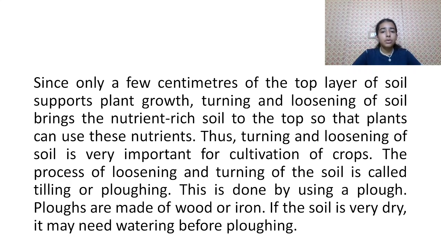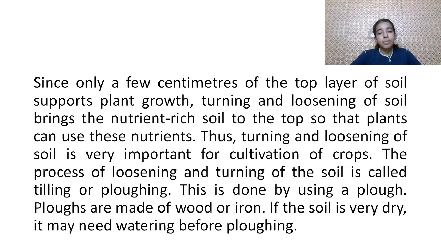Since only a few centimeters of the top layer of soil support plant growth, turning and loosening of soil brings the nutrient-rich soil to the top so that plants can use these nutrients. Thus, turning and loosening of soil is very important for cultivation of crops. The process of loosening and turning of soil is called tilling or plowing. This is done by using a plow.